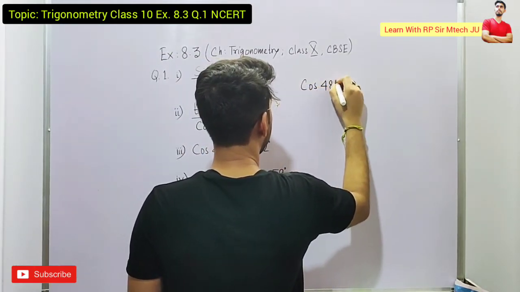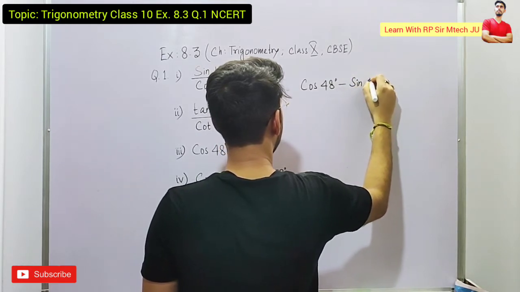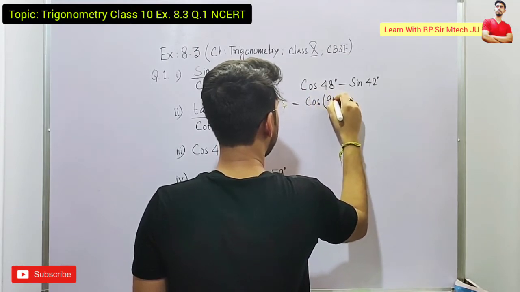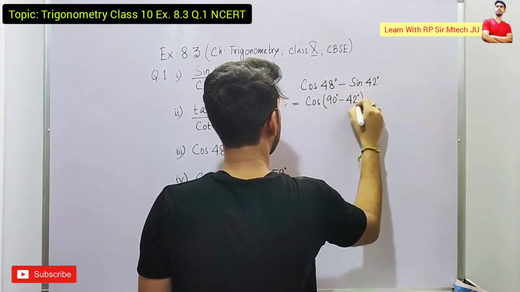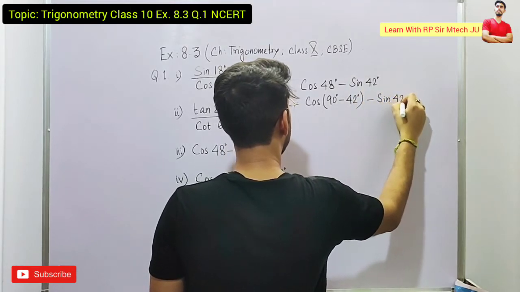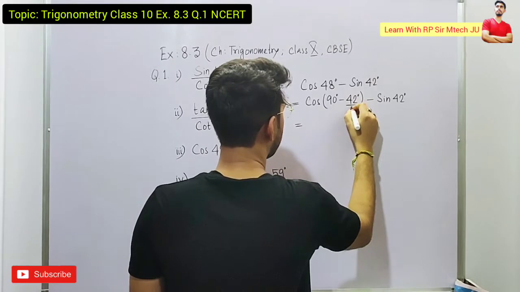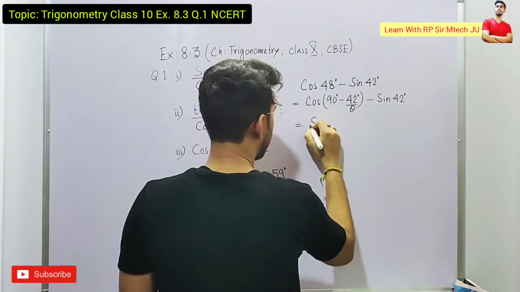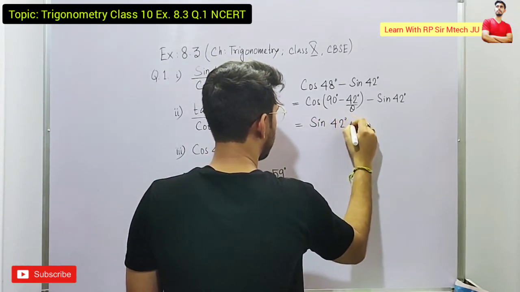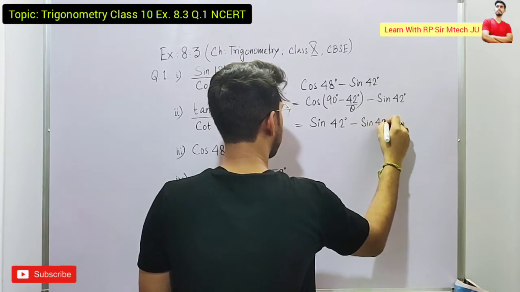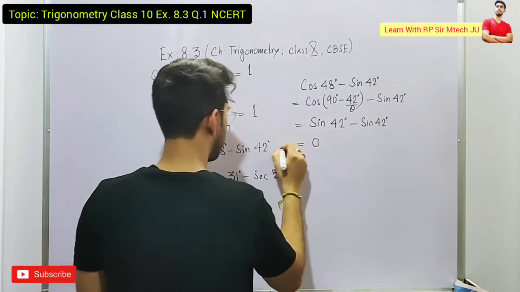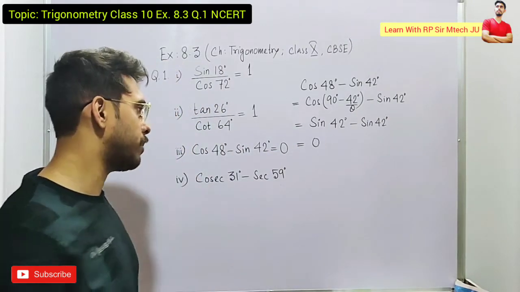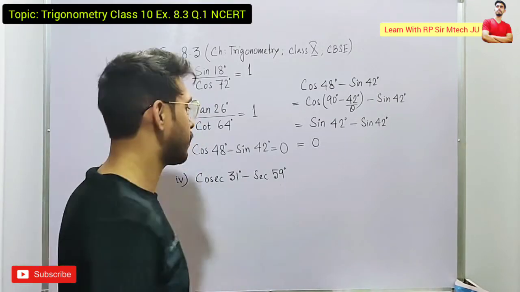Let us see. So in the third case, cos 48 minus sin 42. This cos 48 we can write as cos 90 minus 42, minus sin 42 as it is. We are not altering the second one. So now this 48 is theta. So cos 90 minus theta is what? It is sin theta. So this is sin 42 minus sin 42. So the result is 0. The result to the third one is 0. What we did, we altered the first one and we kept the second one as it is.